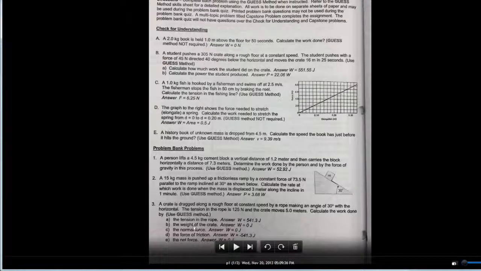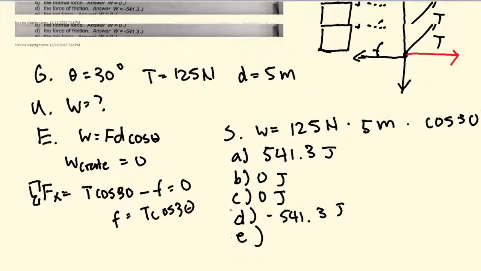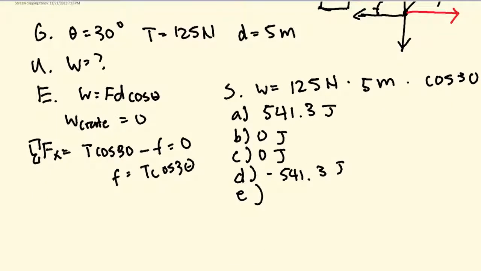Lastly, we're trying to find the net force. Well, since it is at a constant speed, the work done by the net force is going to be 0, because the net force is 0, and so 0 times 3 is 0. 0 joules.